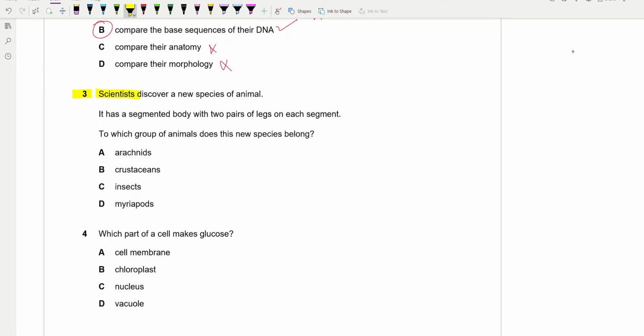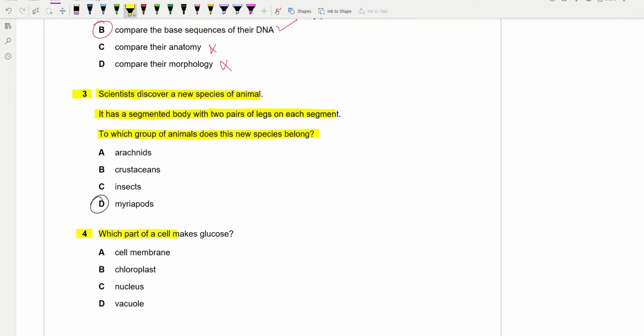Question number 3. Scientists discover a new species of animal. It has a segmented body with two pairs of legs on each segment. To which group of animals does this new species belong? Myriapods have two pairs of legs on each segment. So the correct option would be option D.